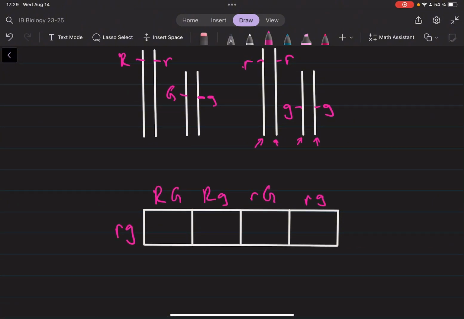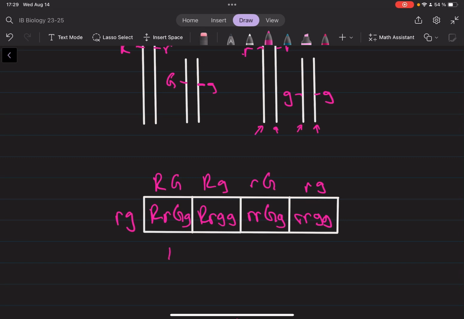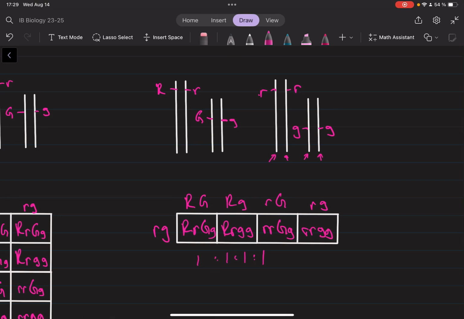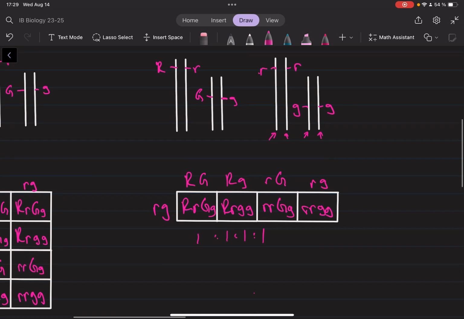And then we just fill it out. As you can see, it's a 1 to 1 to 1 to 1 ratio. And this will always, just the same way that two heterozygous parents will give a 9 to 3 to 3 to 1 ratio, a heterozygous and a recessive homozygous parent will always give a 1 to 1 to 1 to 1 ratio.